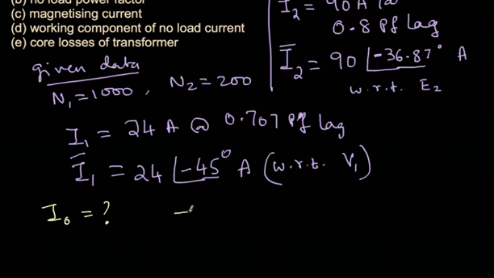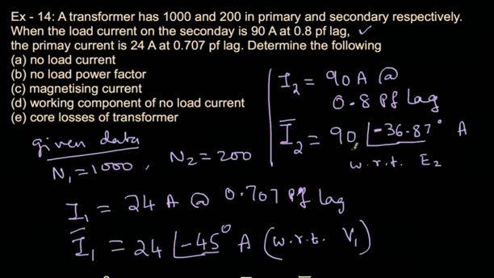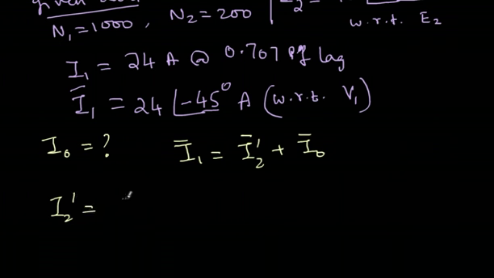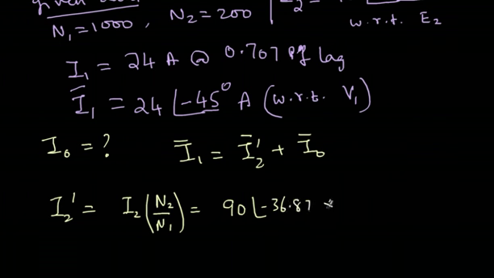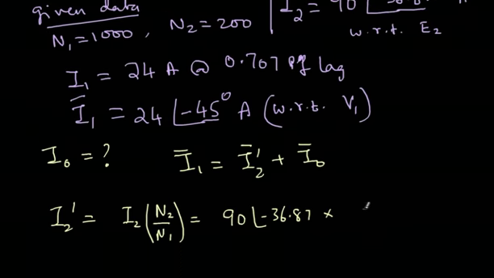And we know that I1 is nothing but I2 dash plus I naught. So right now these two are unknown. So let's first determine I2 dash. These are all again vectors as you are seeing. I2 is here. So what will be I2 dash? I2 dash will be nothing but I2 multiplied by N2 by N1, because the ampere turns have to match. So that is 90 at an angle of minus 36.87 multiplied by N2 by N1, that is 200 divided by 1000.